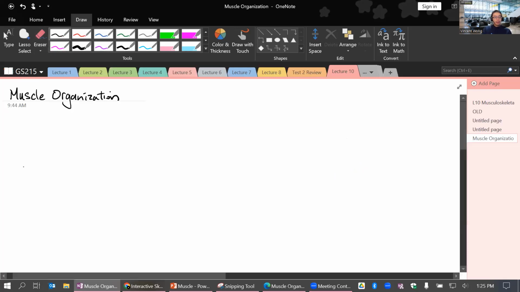Okay, so let's do this. I haven't drawn this for a while, so hopefully I'm not going to make a mistake. So that's one bone, okay, and then let's say this is another bone here. Okay, this is the bone, and we'll say there is a muscle here. Okay, so a tendon, a muscle, and then another tendon.